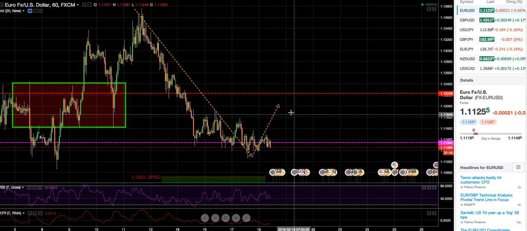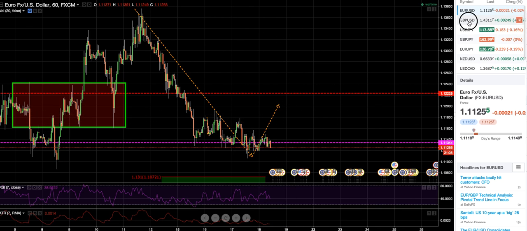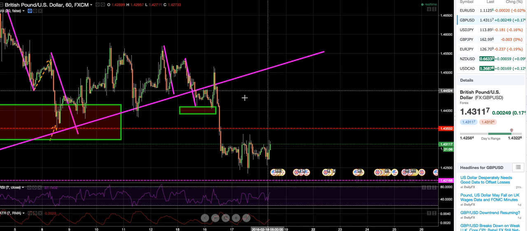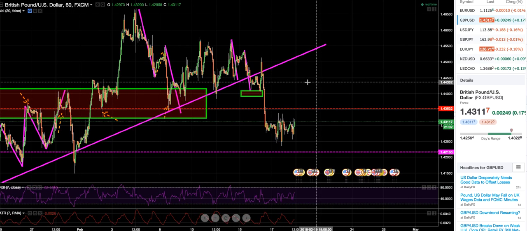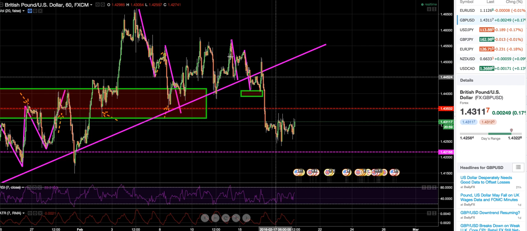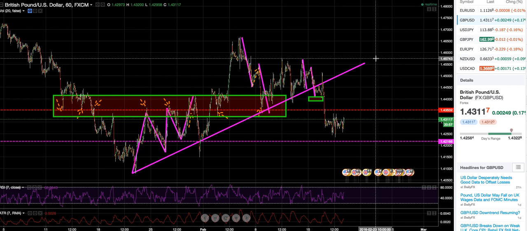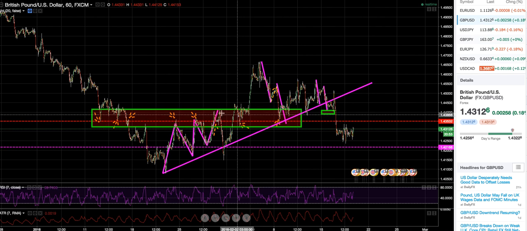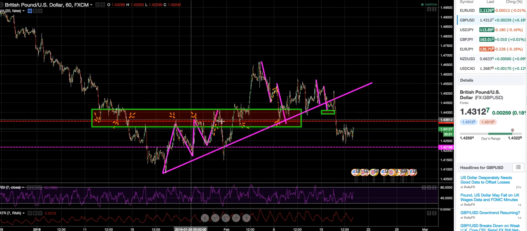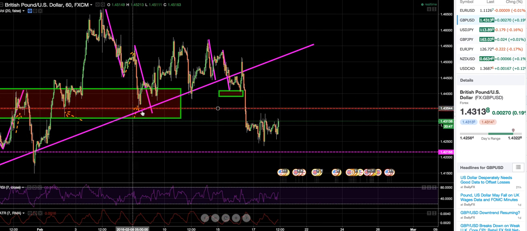I've said it already, but this is the euro for you. Let's check out the pound. The pound is doing a similar thing as the euro. We can see if we zoom back here, if this is our trend line, this is our strong support area we've been talking about for the last 2-3 weeks. We've broken through that area right here.